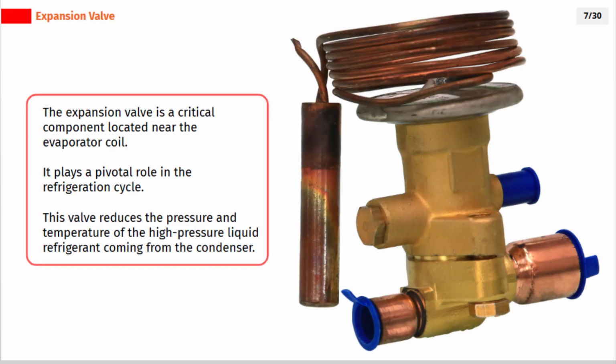The expansion valve is a critical component located near the evaporator coil. It plays a pivotal role in the refrigeration cycle. This valve reduces the pressure and temperature of the high-pressure liquid refrigerant coming from the condenser.